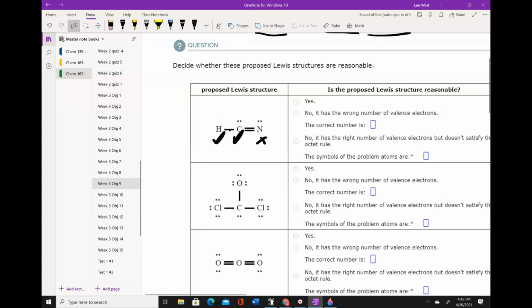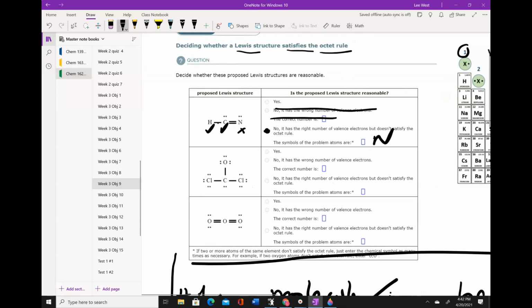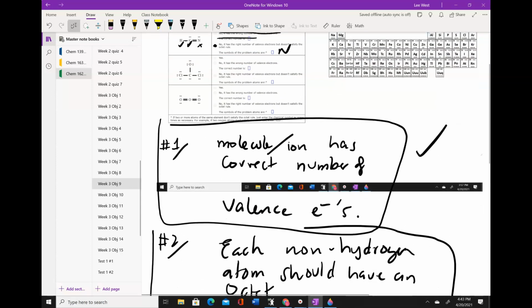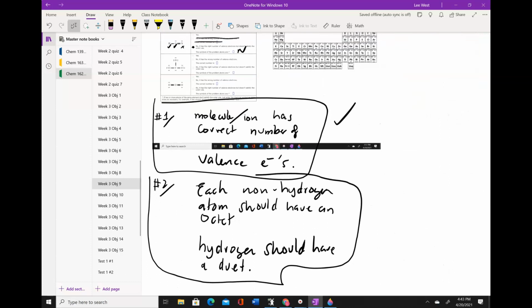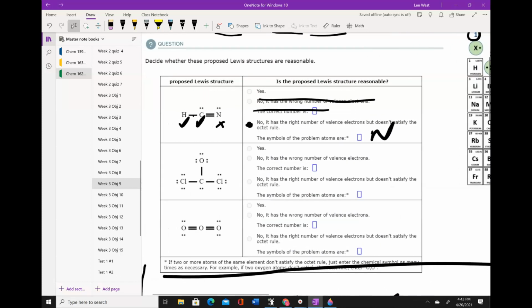So the problem is not that it doesn't have the correct number of valence electrons. It has the correct number of valence electrons, but the nitrogen atom doesn't have the right number of electrons. It only has 6 electrons around it. It doesn't have an octet. Okay, so we got the first one done. In this case, it wasn't a problem of the incorrect number of electrons. It was a problem of the valence count around the nitrogen being incorrect.